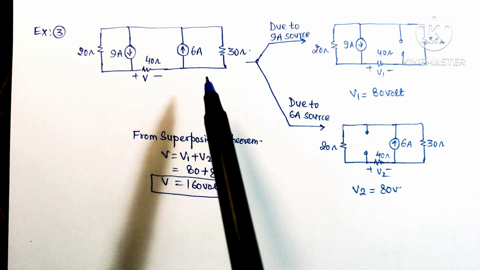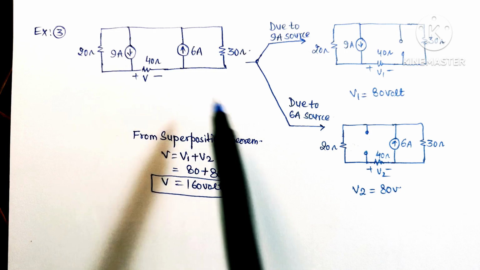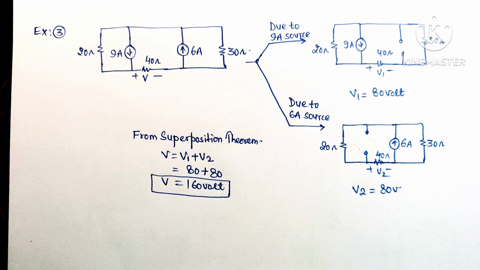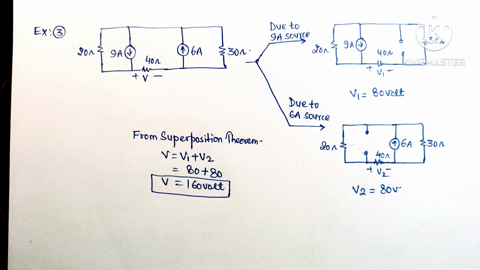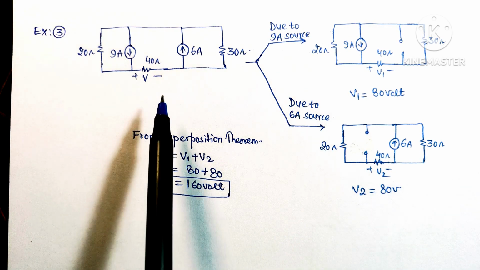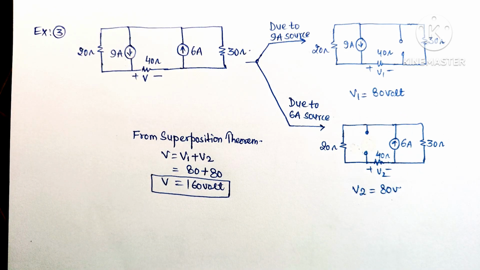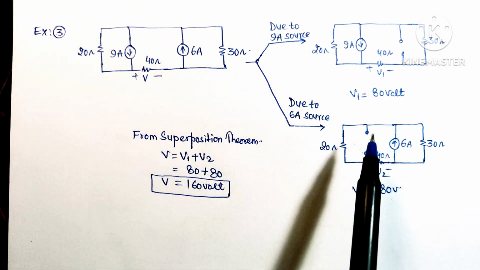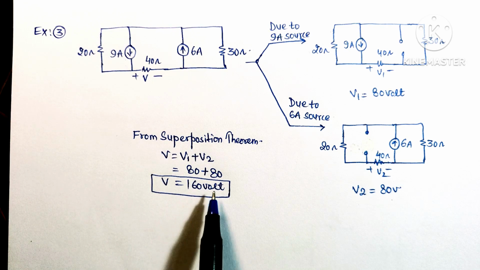Now if we assume that only the 6 ampere current source is connected, then the 9 ampere current source will be open circuited and the voltage across the 40 ohm will be V2. After solving this circuit, we can find V2 is 80 volt. So from the superposition theorem, we can say that the voltage V will be the summation of V1 plus V2. So here voltage V can be written as 80 plus 80 volt, as calculated by assuming the 9 ampere current source and the 6 ampere current source independently. So the total voltage V will be equal to 160 volt.